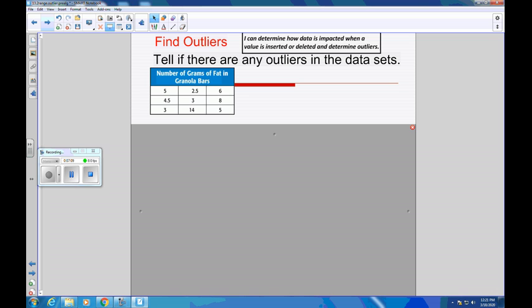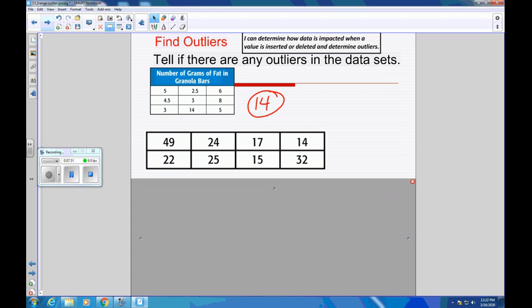Then for outliers, we're just looking to see, are there any numbers that really stand out? So looking at our table, we have 5, 4.5, 3, 2.5, 3, 14, 6, 8, and 5. The one that stands out the most to me would be 14. The rest of them are pretty close together except for 14. That one is pretty out there.